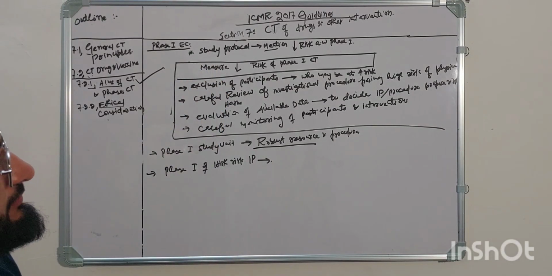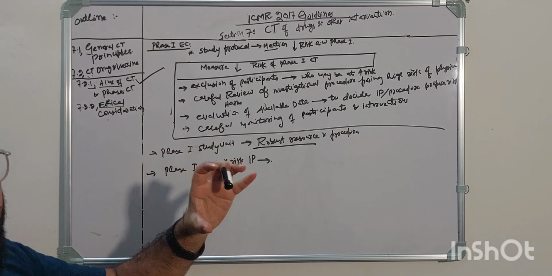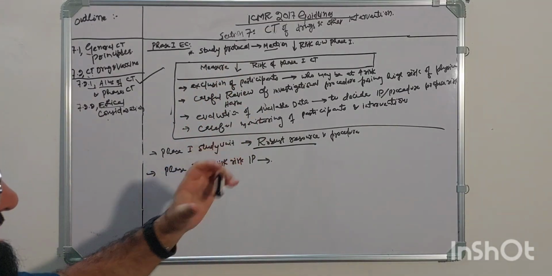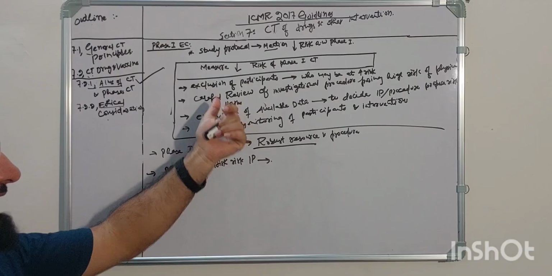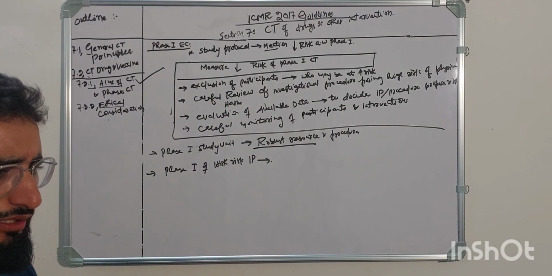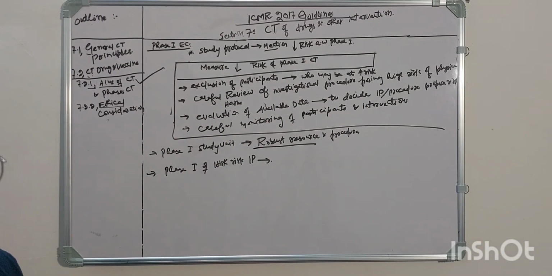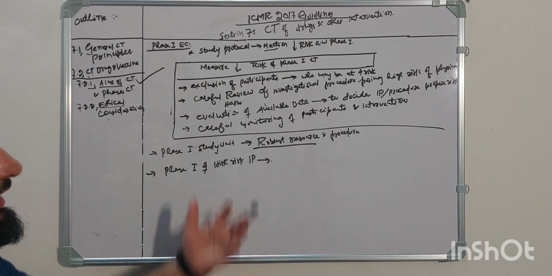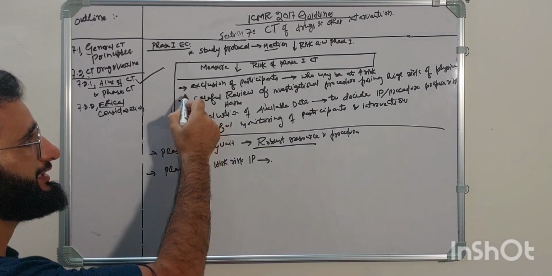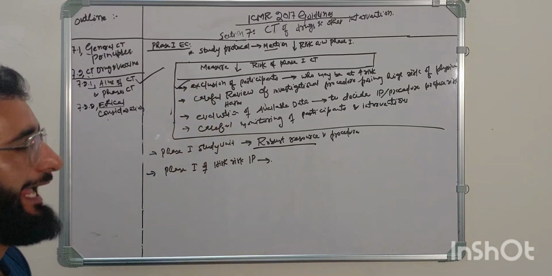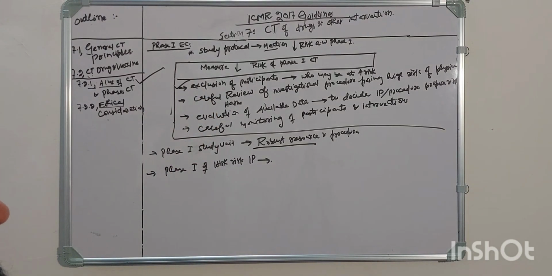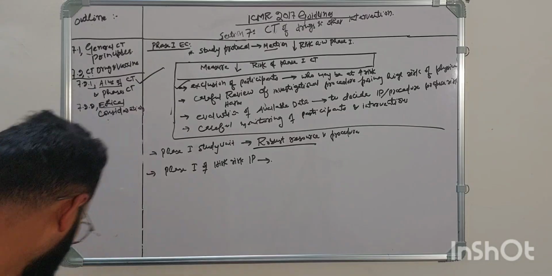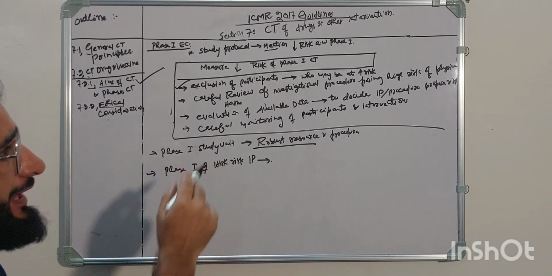And then the ICMR guideline document has given a box. In the box they have mentioned the ways or attributes by which we can decrease the risk associated with phase 1. The first thing they have mentioned is exclusion of patients who may be at increased risk. So we have to exclude those patients who are at increased risk.